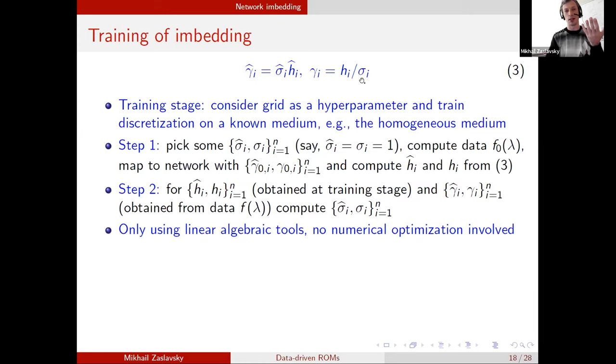Essentially, we need to consider some background where we know the parameters sigma I and sigma I hat, for example, they're all one, right? If we know these parameters, we compute the data for it and obtain gamma I and gamma I hat. Since we know gamma I and gamma I hat for that background medium, and we know that sigma I hat and sigma I are all ones, we can obtain the grid parts, h I and h I hat.